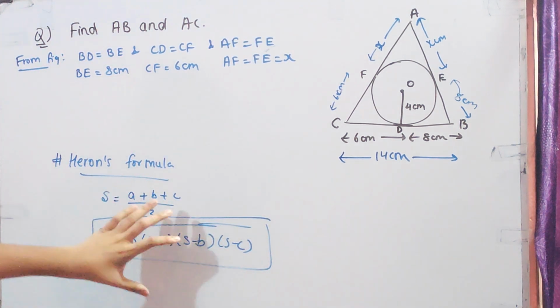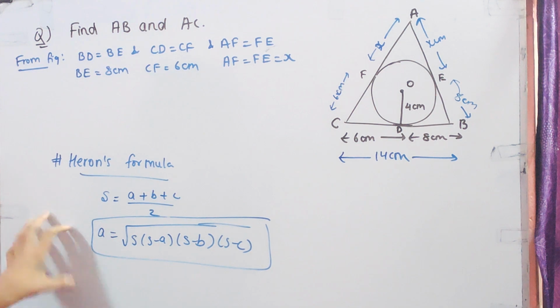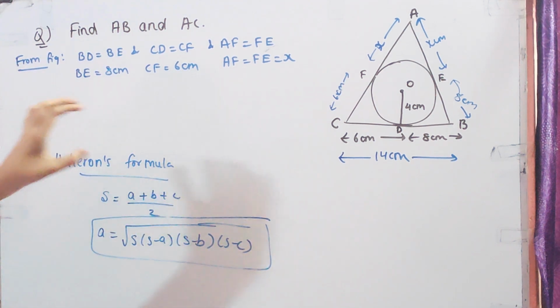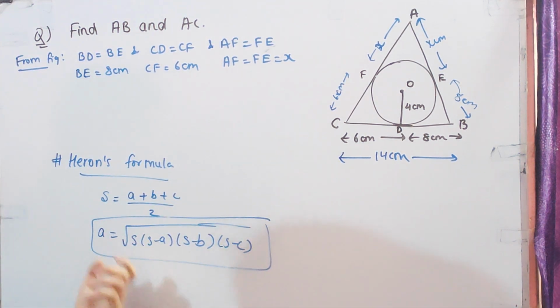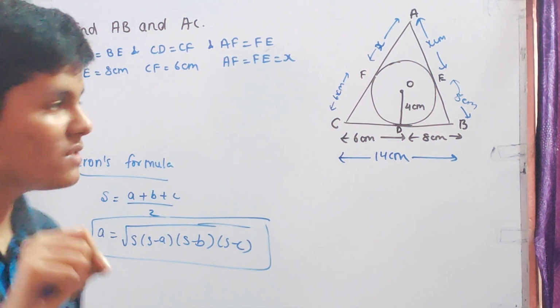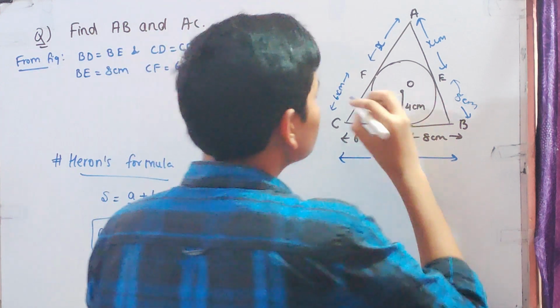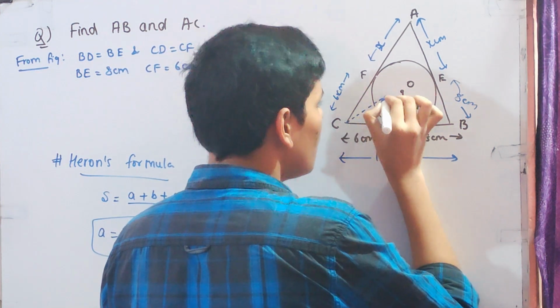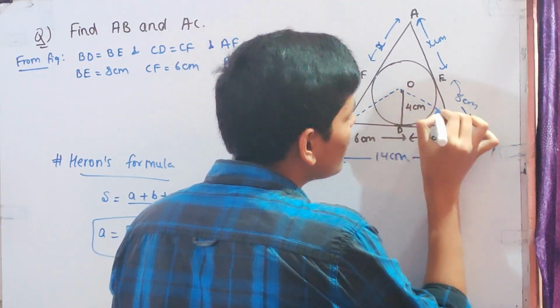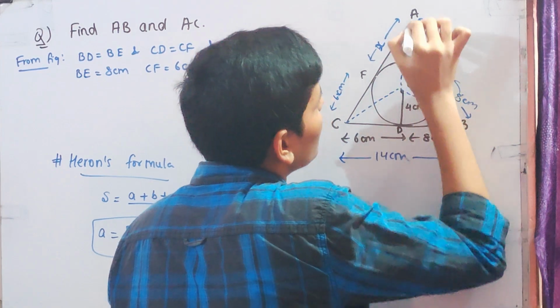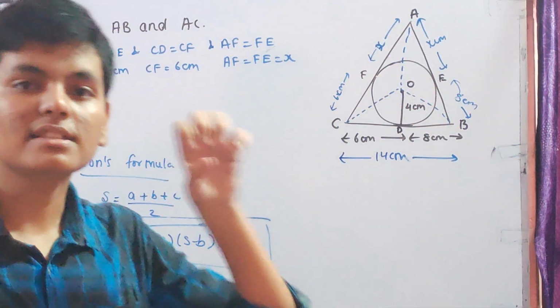So we have to use this formula to find out the area. Now, we have to find out the area, right? But in the question, we don't know what the area is. So what we are going to do is use one trick. The trick is, we are going to cut this triangle into 3 different triangles. Okay. Now, what are the 3 triangles which you see?